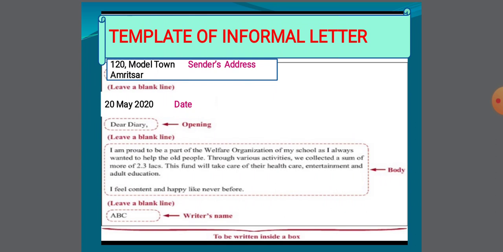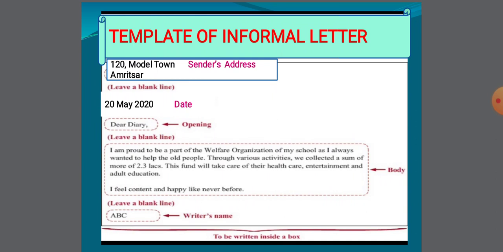Dear students, all the sentences and parts of the letter will begin from left side of your notebook. Left side means that you have to begin your each and every sentence from the left side. So, first of all, write sender's address. Then you have to leave a blank line. So, leave a blank line. Then date. Then leave a blank line again.